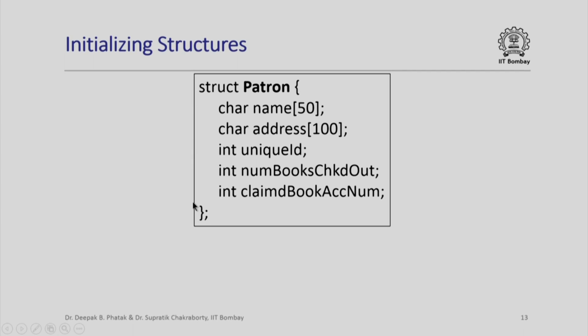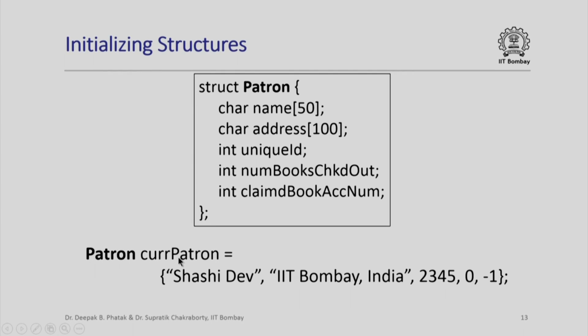So here is our favorite structure pattern, and suppose I declare a variable current pattern of type structure type pattern, and suppose I initialize it like this. Now what does this initialization do? Remember, current pattern is a variable of structure type pattern, and the structure pattern has several members in it. So when I am initializing this variable, I have to specify an initialization for each of these members. So here I am specifying an initialization for name, an initialization for address, an initialization for unique ID, an initialization for num books checked out, and an initialization for claimed book accession number.